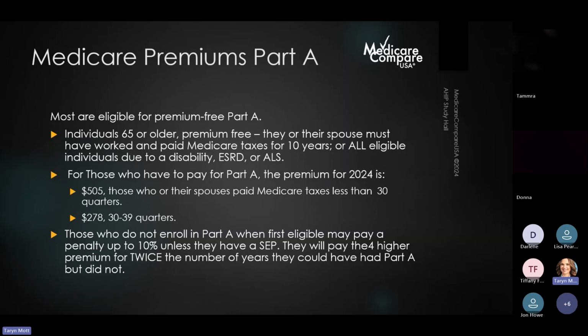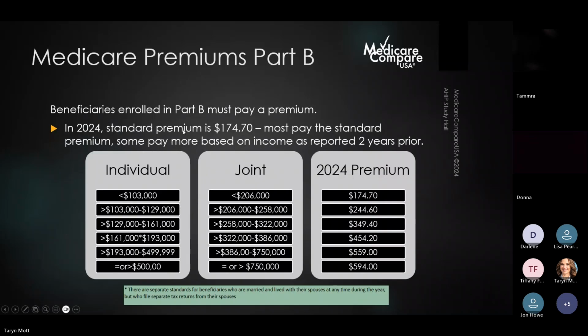Those who do not enroll in Part A when first eligible may pay a penalty up to 10% unless they have a special election period. They will pay the higher premium for twice the number of years they could have had Part A but did not. That's gone up quite a bit, hasn't it? No, you're probably thinking the 1% for Part B. Okay. Gotcha. Thank you. You're welcome.